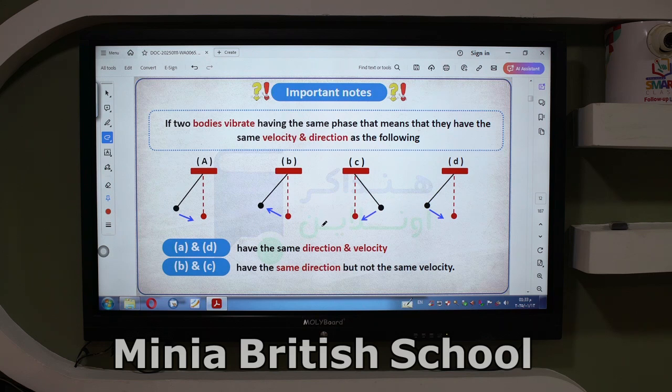Important notes. If two bodies vibrate with the same phase, that means they have the same velocity and direction. For A and D, they have the same direction and velocity. This direction is the same, okay, and the same velocity. But in P and C, we have the same direction, but not the same velocity.